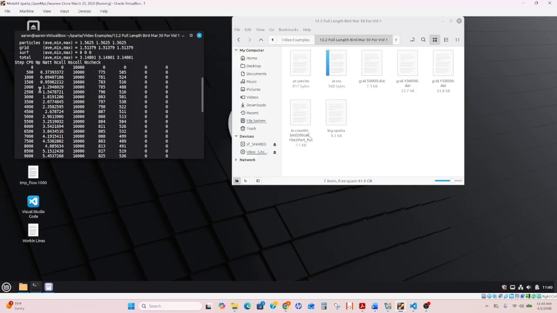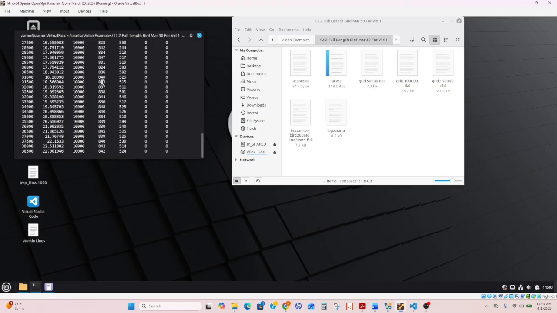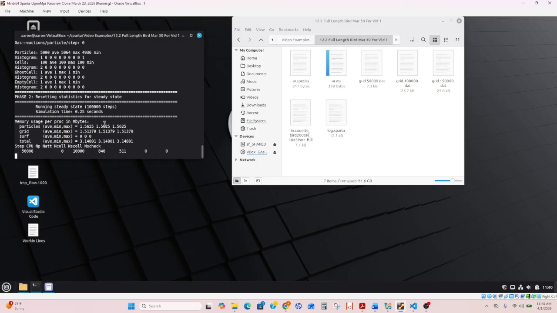These are the step numbers on CPU. These are how many particles I have. 0, there's no collisions, no attempted collisions. And then you can see, and one thing you want to see is you want to see these collisions all be reasonably stable. If they're growing, or if they're shrinking, you've got a problem.